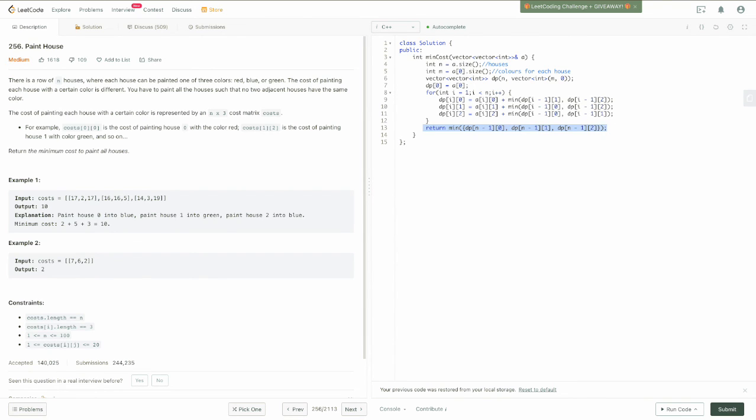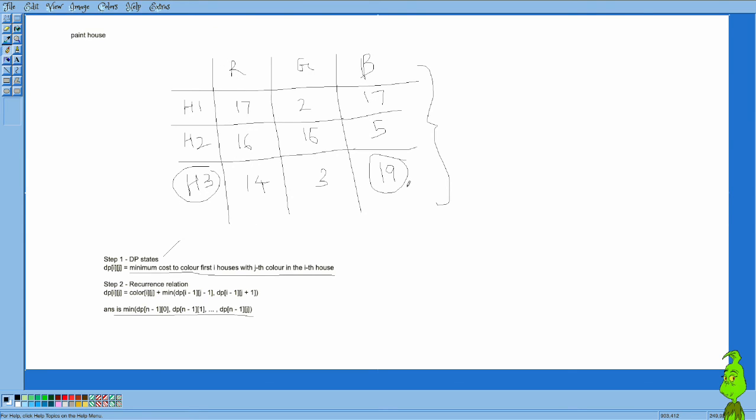row of DP. So what is the last row definition? Last row definition, it is the same definition as DP definition. Minimum cost to color first i houses, or first n houses, because it is the last row. When i equals n, then it is the last row. So first n houses, which is the answer actually. So it is part of the answer, because the answer is the minimum of this one. So minimum cost to color first n houses with jth color on the nth house.